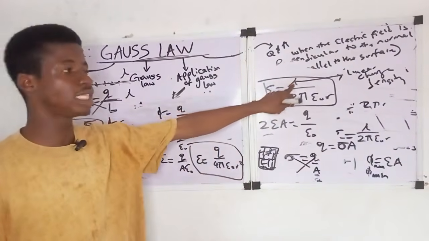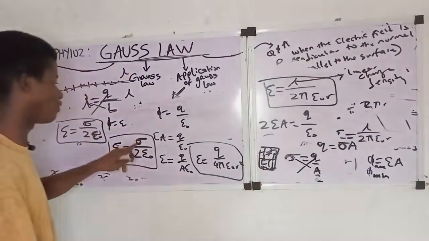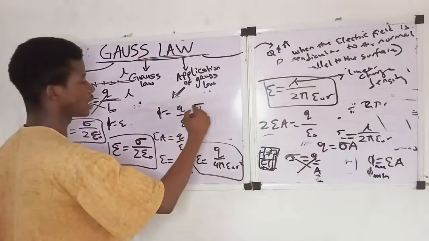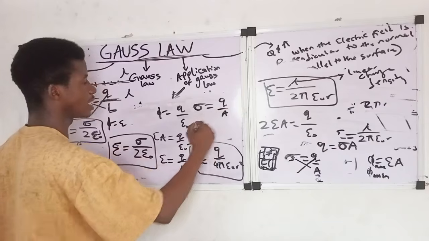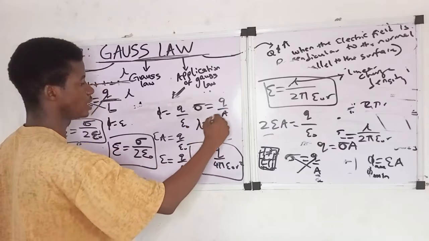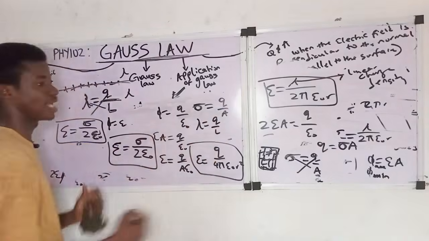So this is linear charge density, and this is surface charge density. Now, what is surface charge density? Surface charge density is charge over area. Linear charge density is charge over length. So just that.